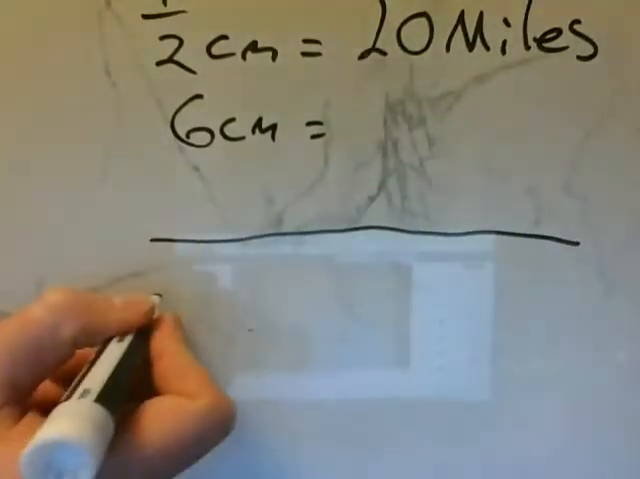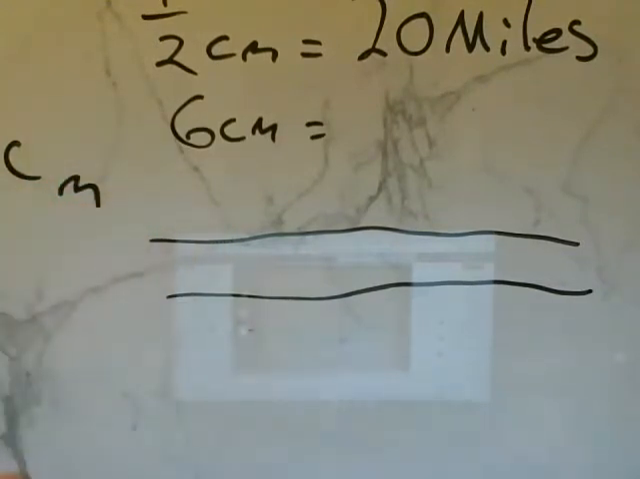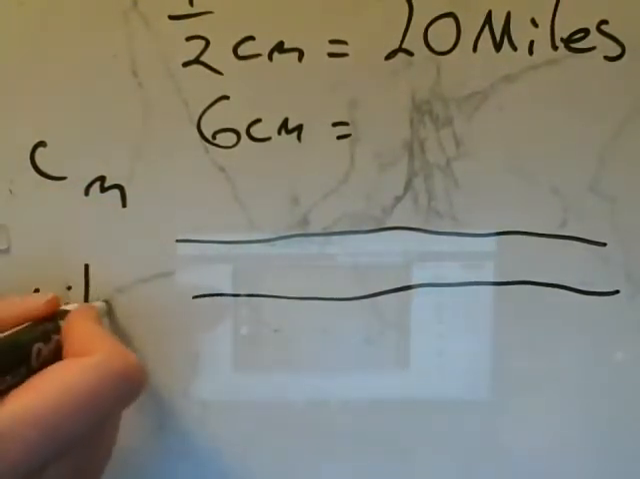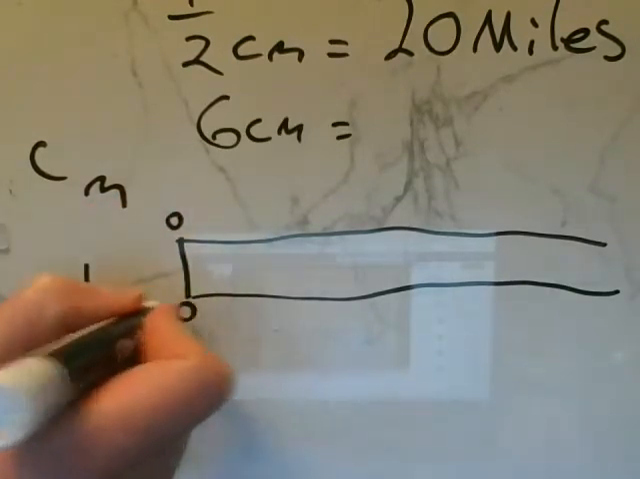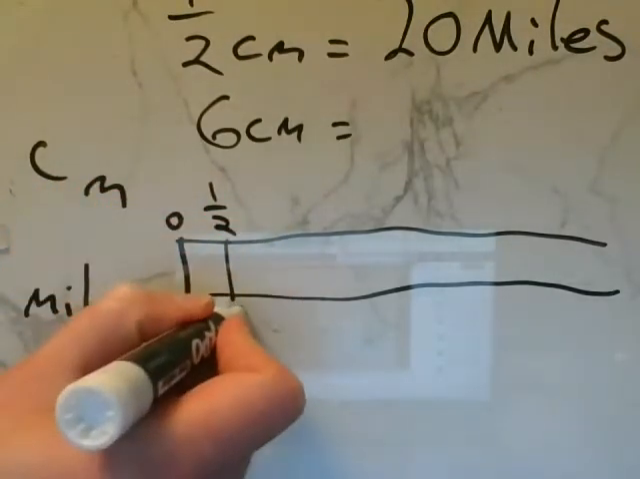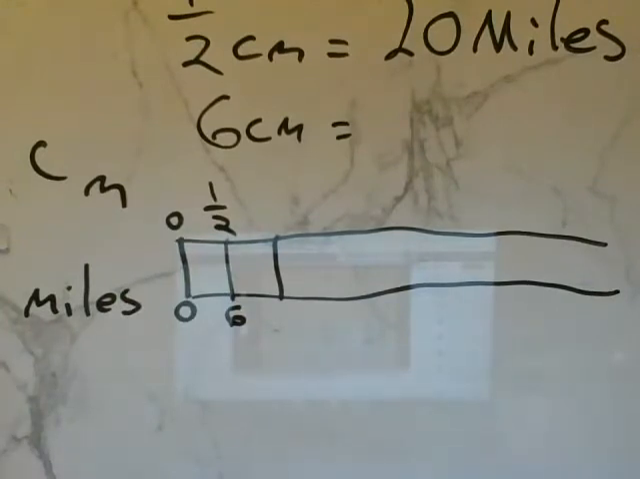Okay, now, again, let's take this here. Let's say draw the roads here. And then, of course, centimeters is here. And miles would be here. 0 centimeters is 0 miles. Now, half a centimeter, we know it's 6 miles. But if we know half a centimeter is 6 miles, how far is 1 centimeter? I'll give you a second to think about that.